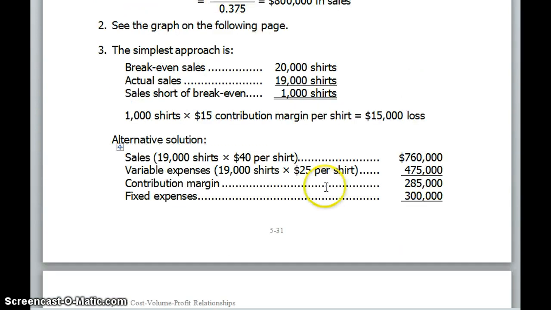Now, you could also have taken a shortcut method and said to yourself, break-even sales are 20,000 shirts. We actually only sold 19,000 shirts. We therefore were short of our break-even point by 1,000 shirts. And understanding contribution margin, you realize that for each of the 1,000 shirt sales you lost, you really lost $15 per shirt. Don't need to go through all the math that I just did. 1,000 shirts times $15 per shirt equals a $15,000 loss.